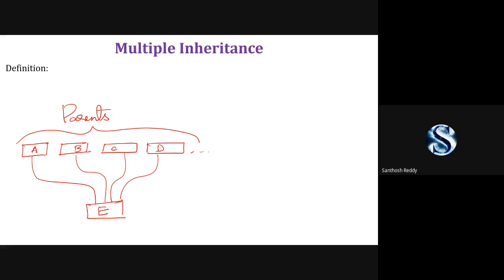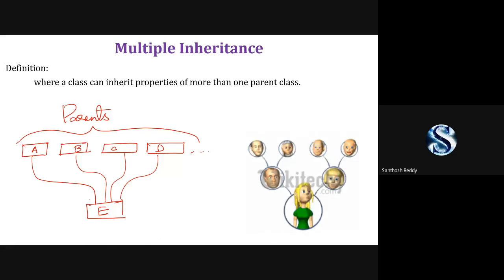Make sure that in inheritance, for one child, we have only one parent. One child, one parent. That's it. But coming to multiple inheritance, we have multiple parents and only one child. You can check with the figure here. We have n number of parents on this side, and we have only one child.